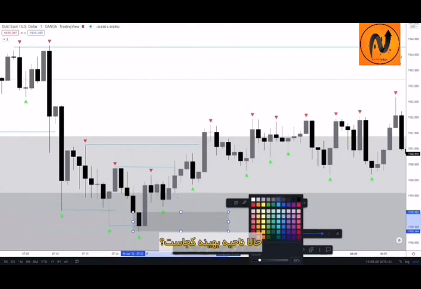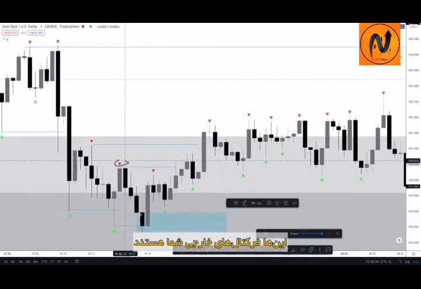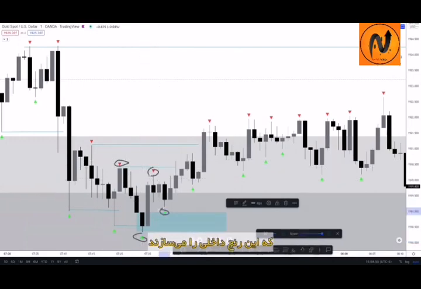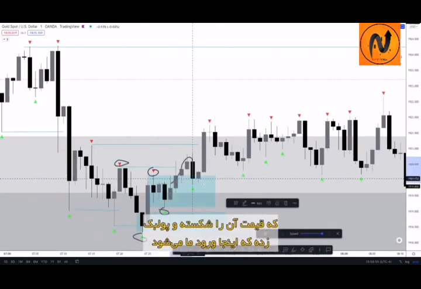Now, what else do we have as a refinement, right? Well, here are your external fractals, right? Notice they do not get broken by either of these 2 internal fractals, which then make this internal range, right? In which price breaks out, retests it, and this is our entry.